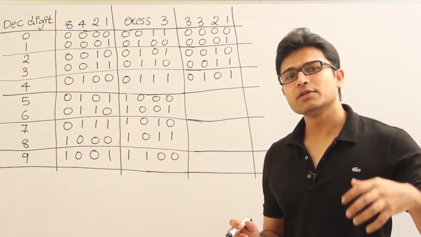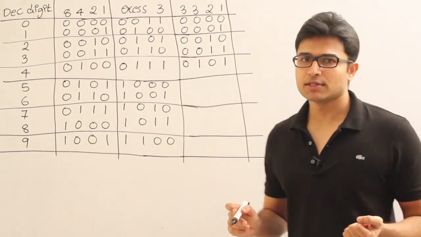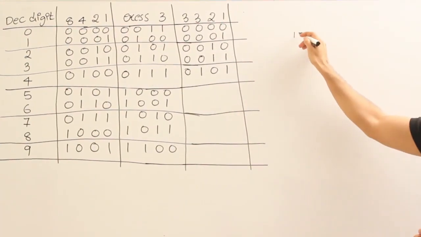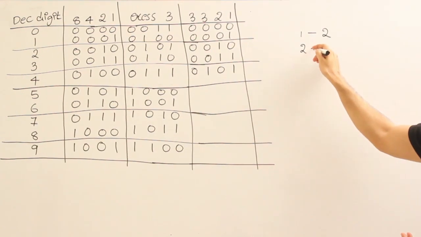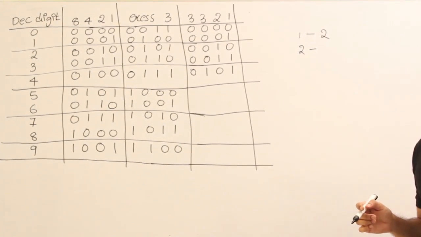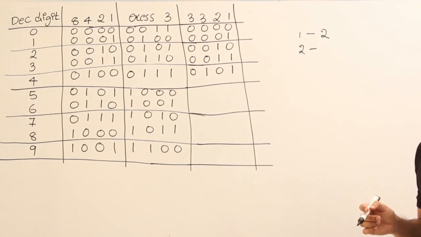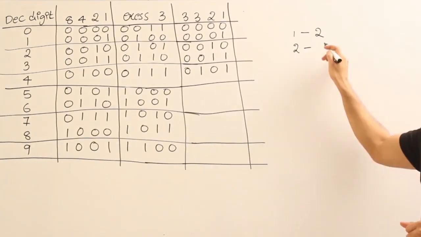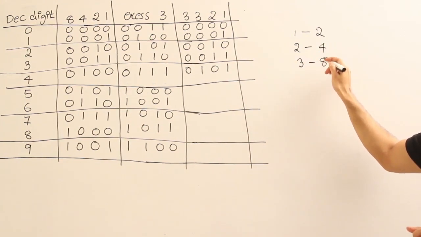Therefore, how many bits are required so that we can at least get 10 combinations? See this, if I have 1 bit, I get 2 combinations. What are they? 0 and 1. If I have 2 bits, I get 4 combinations. What are they? 00, 01, 10, 11, 4 combinations, right? And similarly, if I have 3 bits, I get 8 combinations.